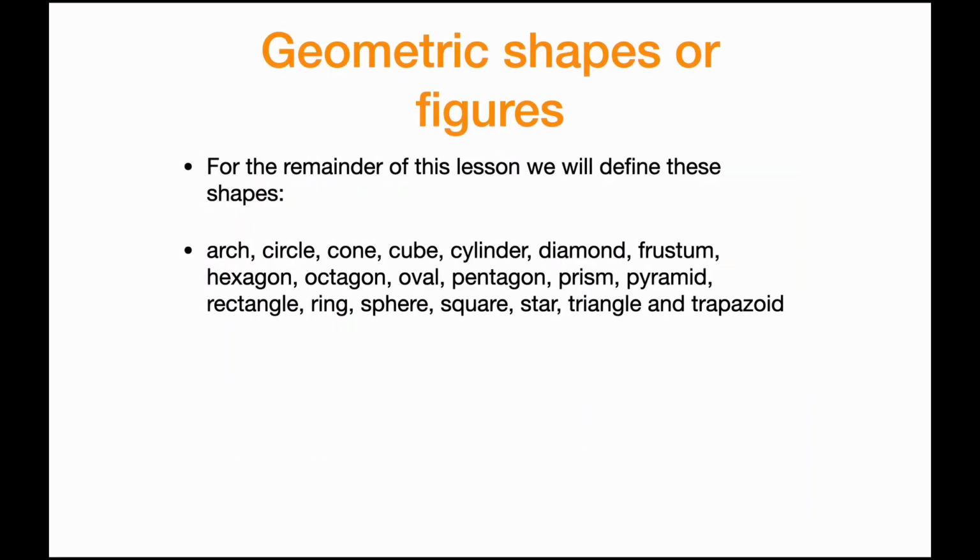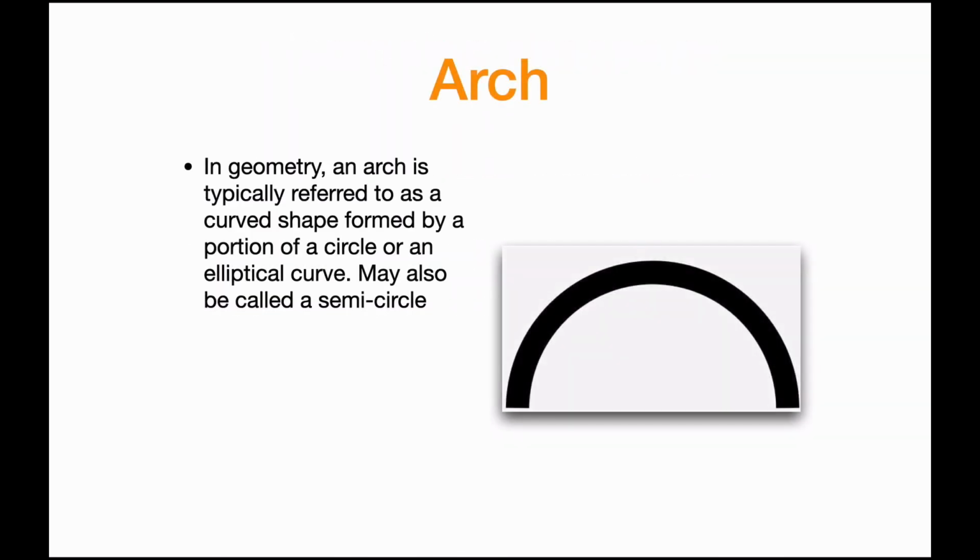Geometric shapes or figures. For the remainder of this lesson we will define these shapes: arch, circle, cone, cube, cylinder, diamond, frustum, hexagon, octagon, oval, pentagon, prism, pyramid, rectangle, ring, sphere, square, star, triangle and trapezoid. Arch. In geometry, an arch is typically referred to as a curved shape formed by a portion of a circle or an elliptical curve. May also be called a semicircle.